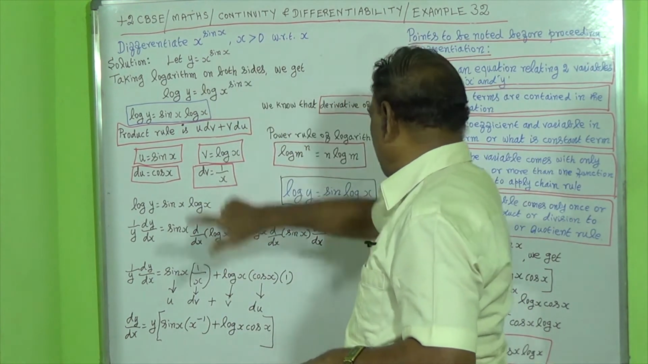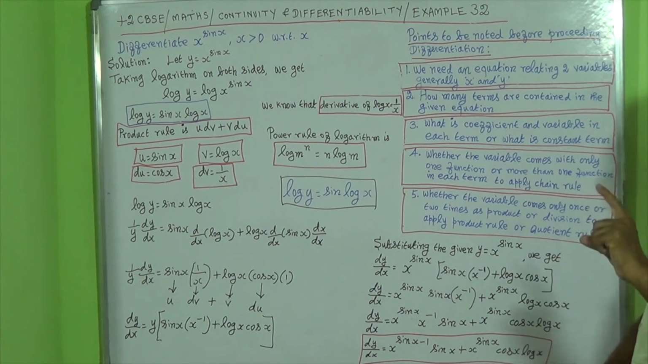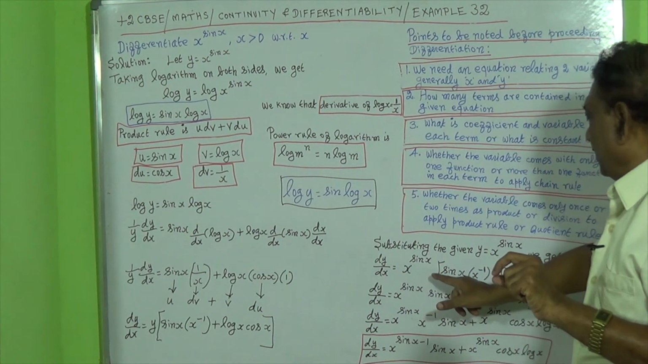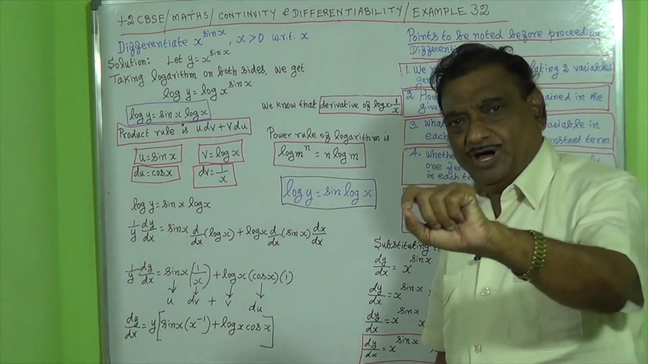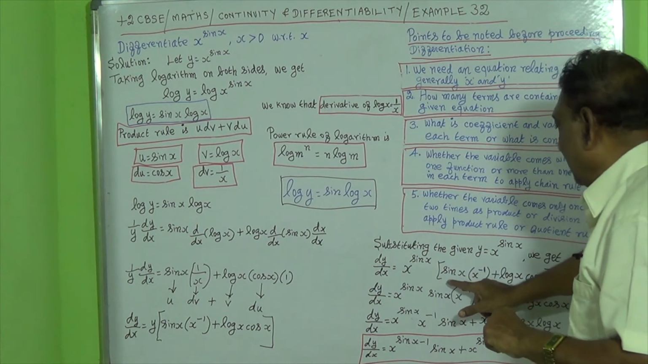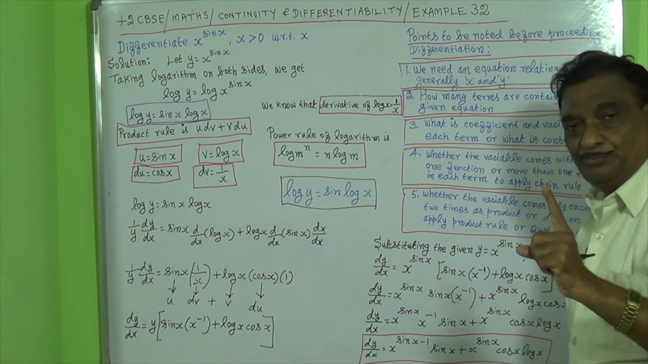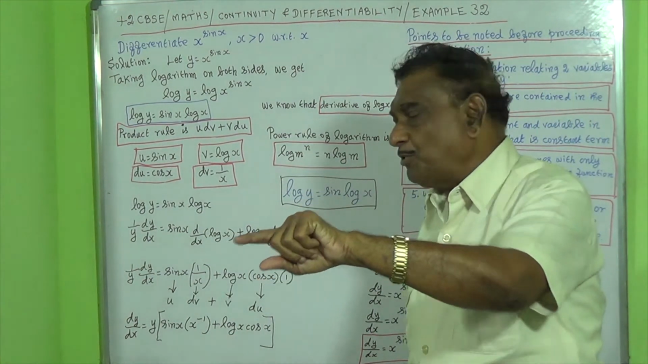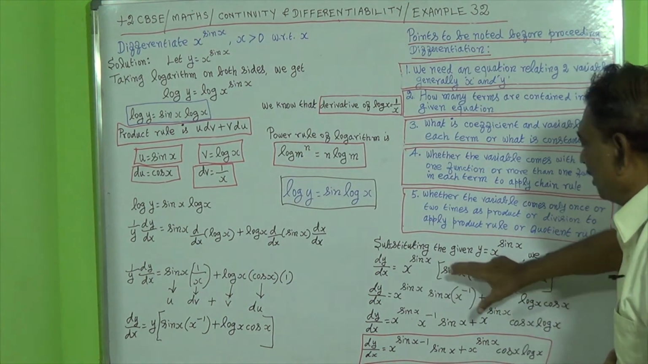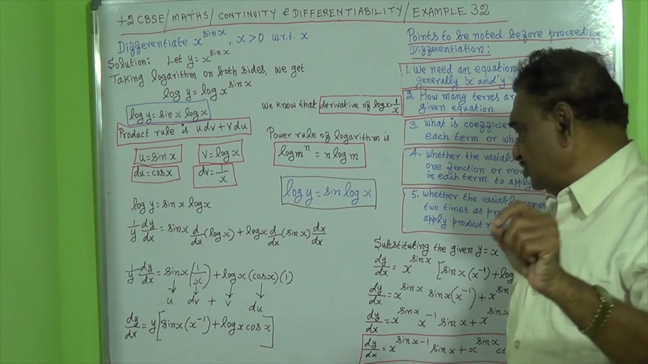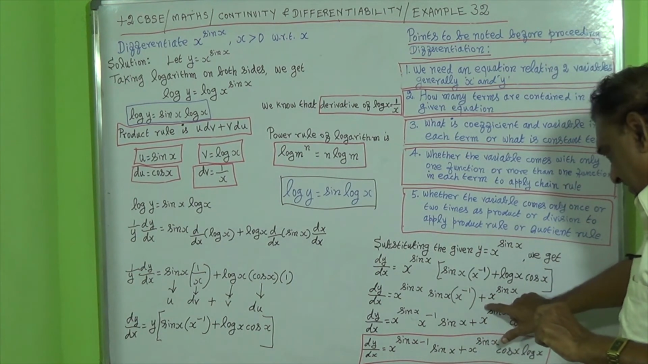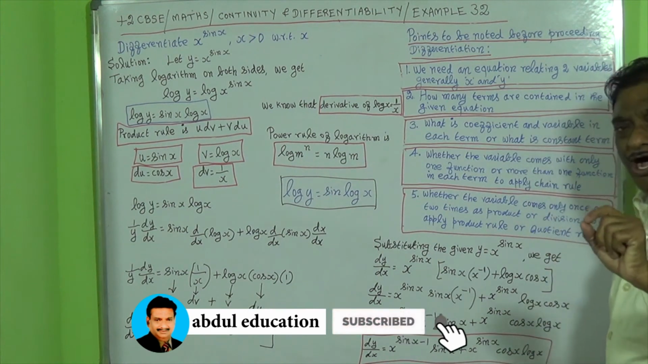This is the given equation. Substituting the given y equal to x to the power sin x, we will get dy by dx equal to x to the power sin x into, within the bracket, sin x into x to the power minus 1 plus log x into cos x. Within the bracket there are two terms. There is also a common factor. Can we multiply these two terms contained within the bracket with this common factor? Yes, we can multiply. If we multiply these two terms with the common factor, we will get dy by dx equal to x to the power sin x into sin x into x to the power minus 1 plus x to the power sin x into log x into cos x.